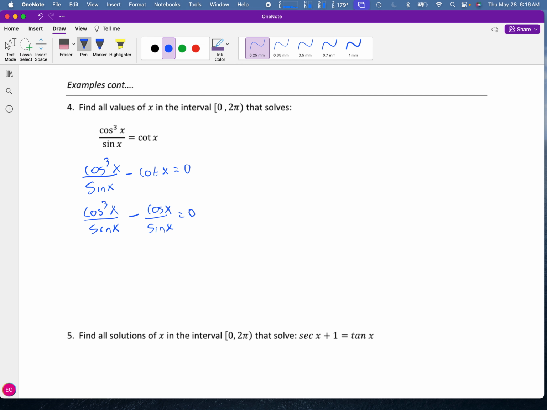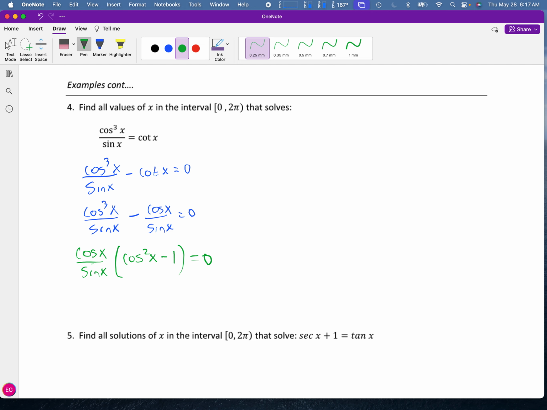And now I can see a little bit of some stuff that's happening here. So I see they both have a cosine, and they both actually have a sine. So I can actually factor out a cosine x over sine x. And what I'll be left with is a cosine squared x minus 1. Okay, so I got rid of the fractions by factoring out the sine, and then reduced the top with 1 cosine there by factoring that out.